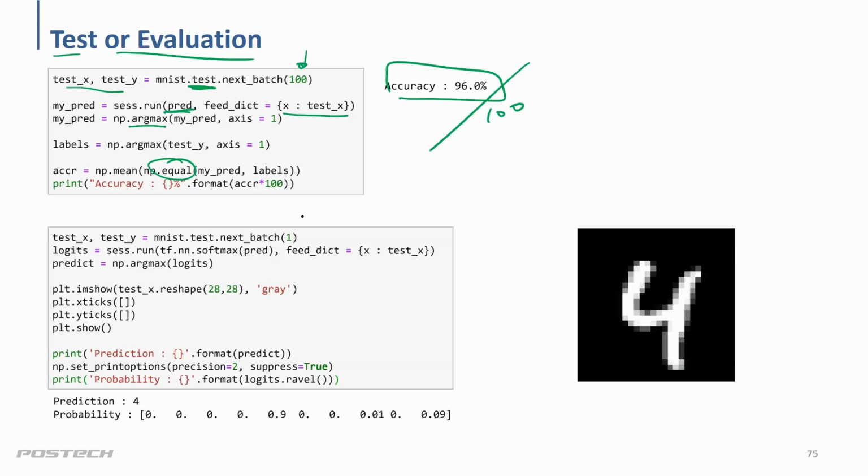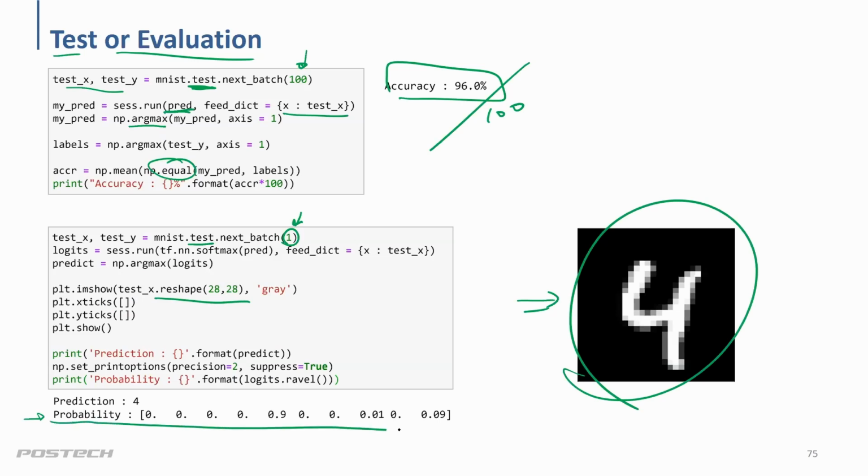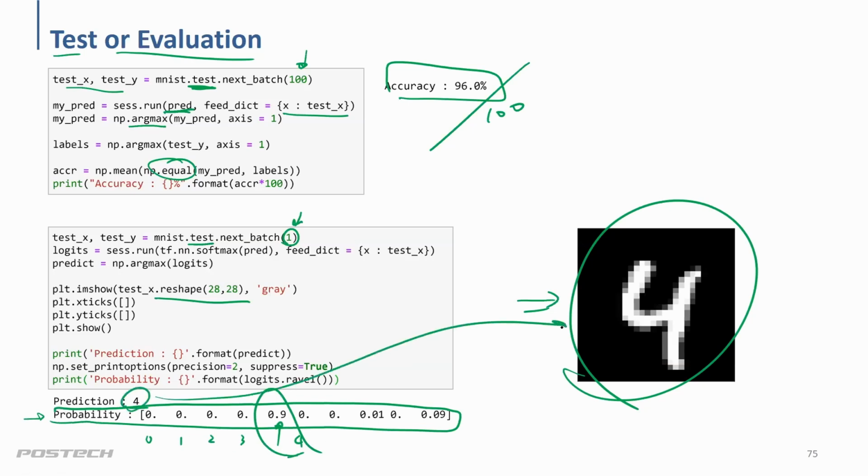In order to display it like this, I got one sample from the test data set, reshaped it, and plotted it. These are the predicted probabilities out of the artificial neural network, and as you can see, this one is the highest value. If we use the argmax, the prediction is probably 4. As you can see, these are the correct predictions.